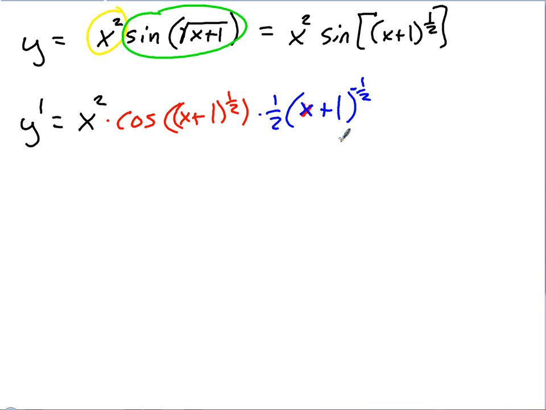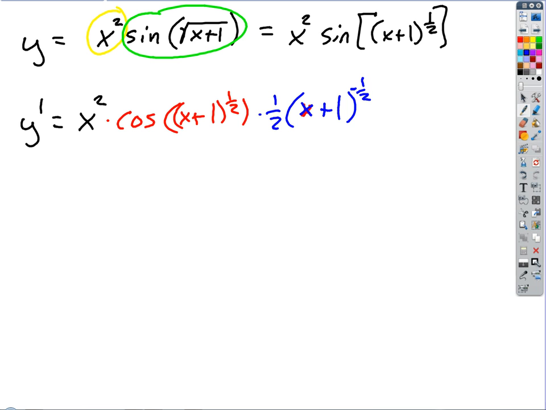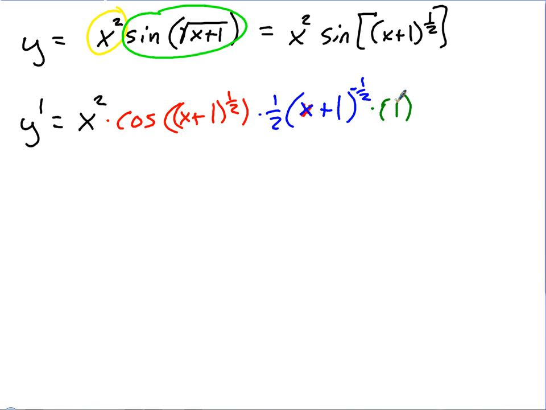And then finally, if I peeled away the sine, I peeled away the 1/2, I'm just left with an x plus 1. What's the derivative of that? 1. Okay. So the last link we could not even write. That's just a 1. Wow. Okay, and that's only half of it. That's the hard half though, right?